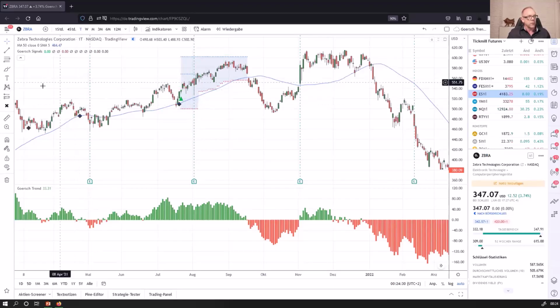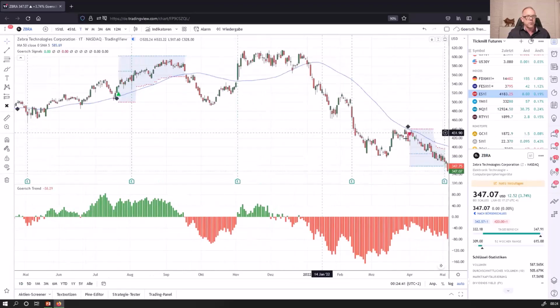But what I wanted to show you actually is that we have the long signals only if there is a valid uptrend. In the moment the trend changes to the downside, there are no long signals anymore. But if we get a valid signal in the short direction, we get the short signal. So what we are doing all the time is we are following the trend.